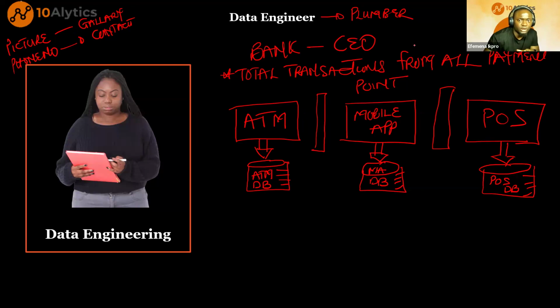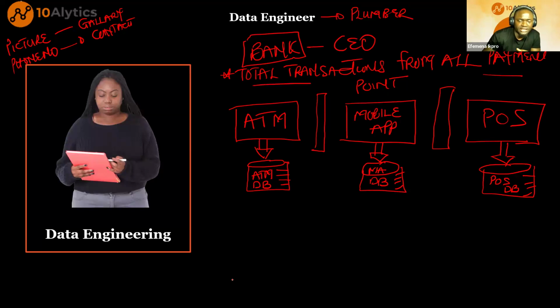That's the same thing. So even though it's still one bank, they have different systems. They have the ATM, they have the mobile app, and they have POS. But now the CEO wants to know the total transaction from all payment points.